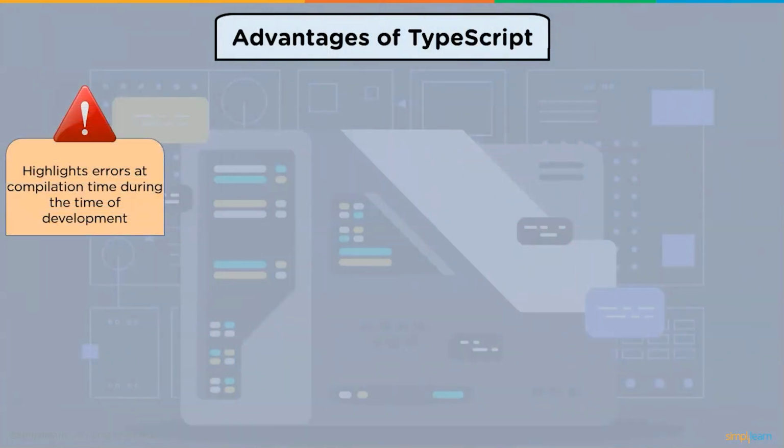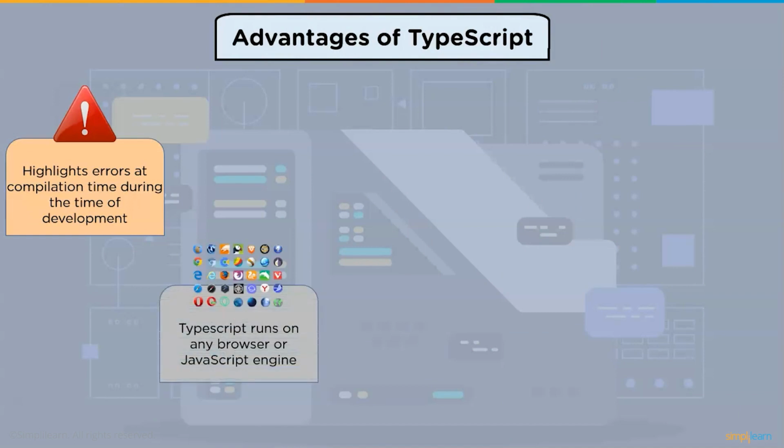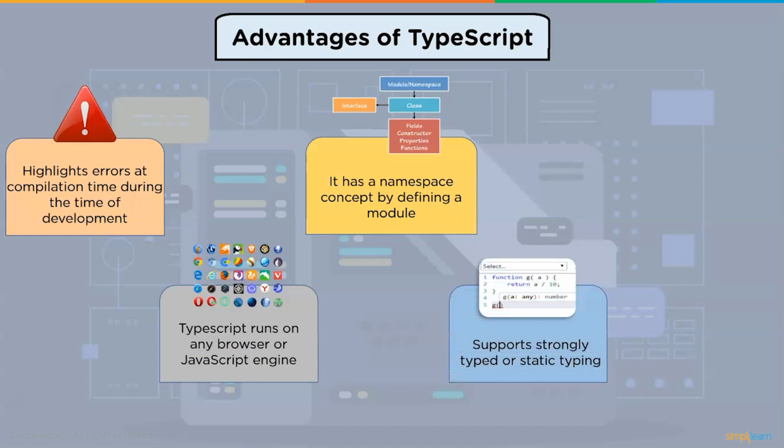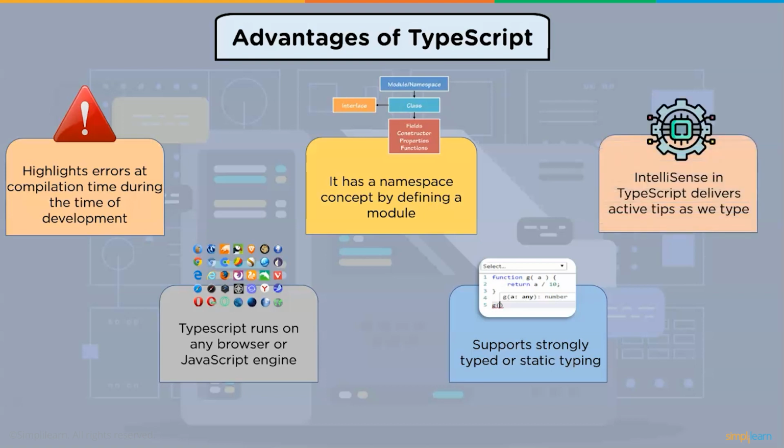During development, problems are highlighted at compilation time. Any browser or JavaScript engine can run TypeScript. By defining a module, it has a namespace concept. TypeScript supports strong typing. TypeScript has the advantages of being tightly typed or allowing static typing. It may confirm type correctness at compile time because of static typing. IntelliSense is the feature of TypeScript that develops active tips as you type.